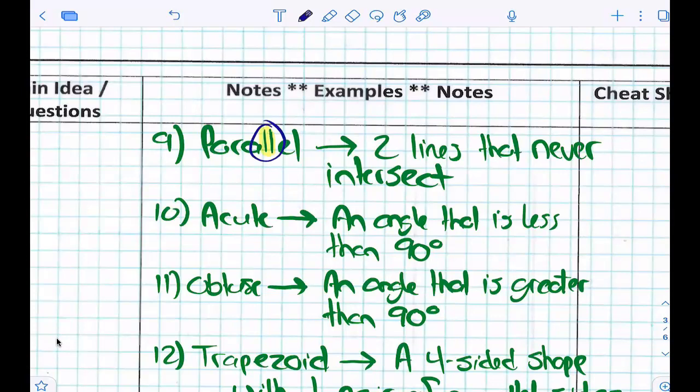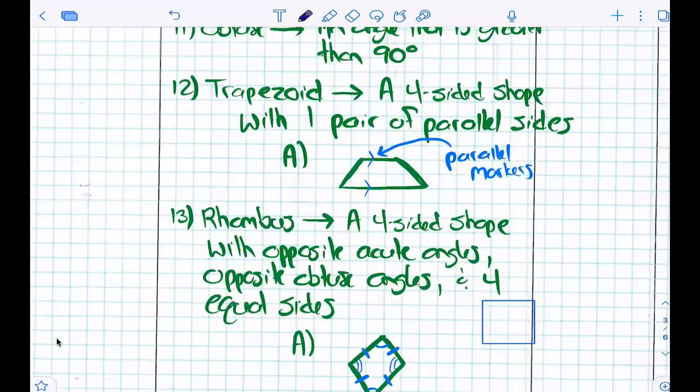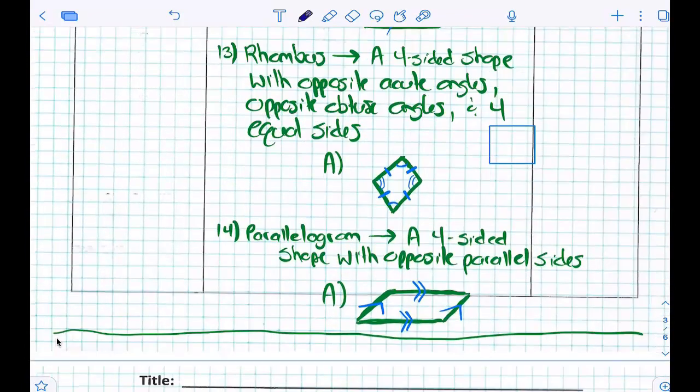Parallel lines are going to what? Intersect. And we have those two little L's in parallel, which means that they are parallel, right? All right. I'm going to skip over the rest of them: acute, obtuse, trapezoid, rhombus, parallelogram. You're going to have to know what all those things are. I'm going to skip over them just to save us some time in the video, but it is basically memorizing what they all mean.